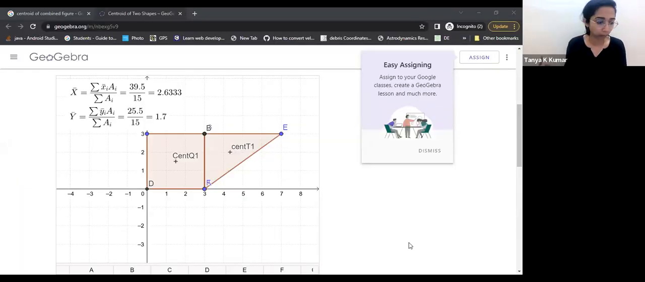So let me share this. I just did a quick Google search and this is what I came up with. Do you see this figure? Can you see my screen?